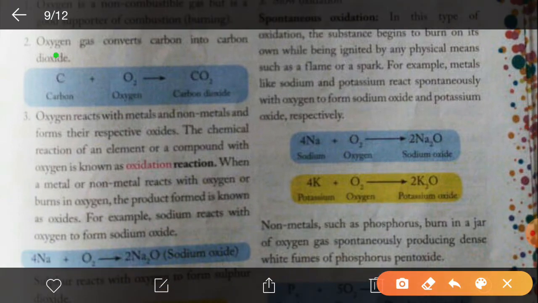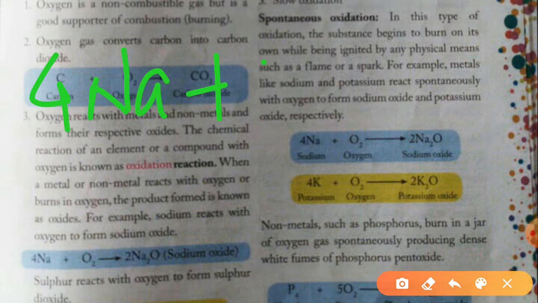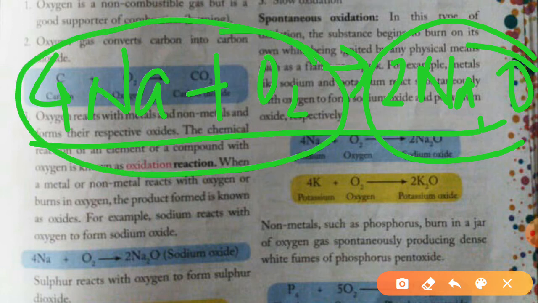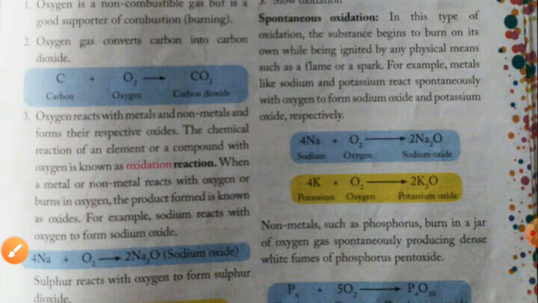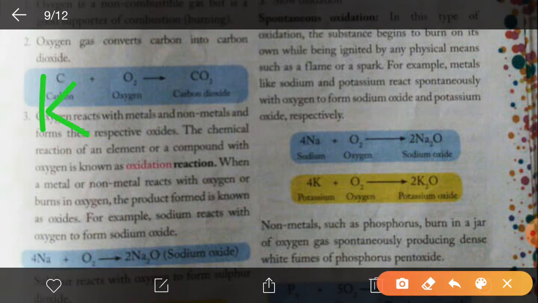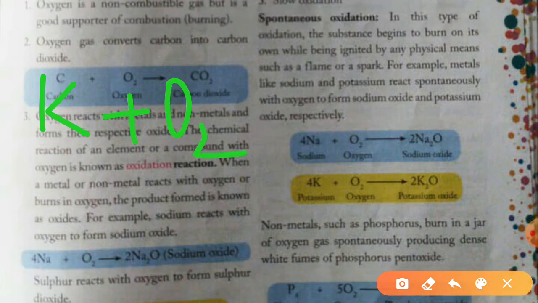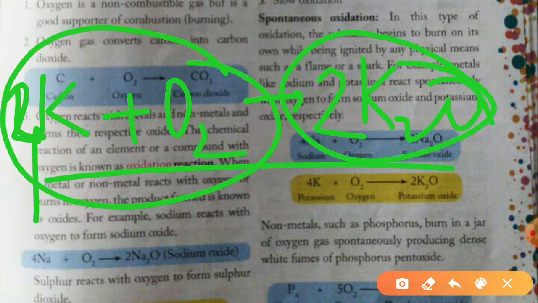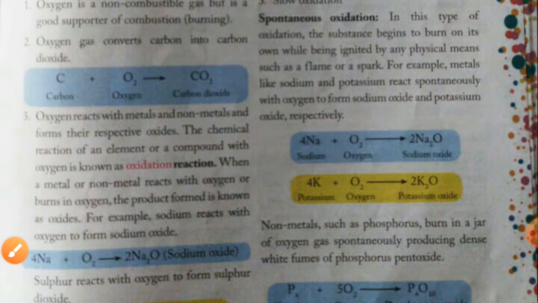You can see for sodium, 4Na plus O2 gives 2Na2O. This is sodium oxide, and sodium reacts very fast with oxygen. One more example is given here: potassium reacts with oxygen to form potassium oxide, K2O. To balance this, take 4 here and 2 here. Potassium also reacts very fast with oxygen. So this type of reaction is called a spontaneous reaction.